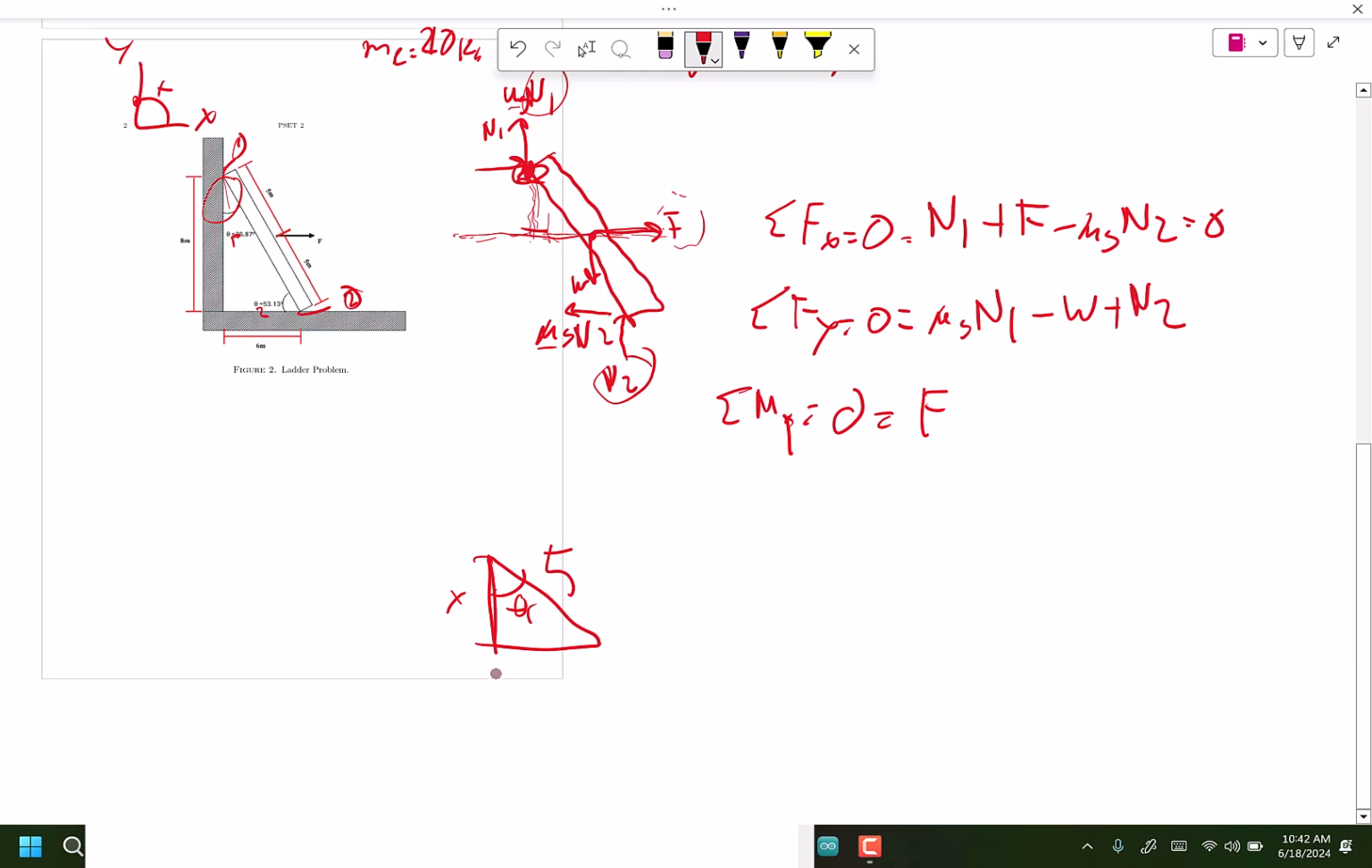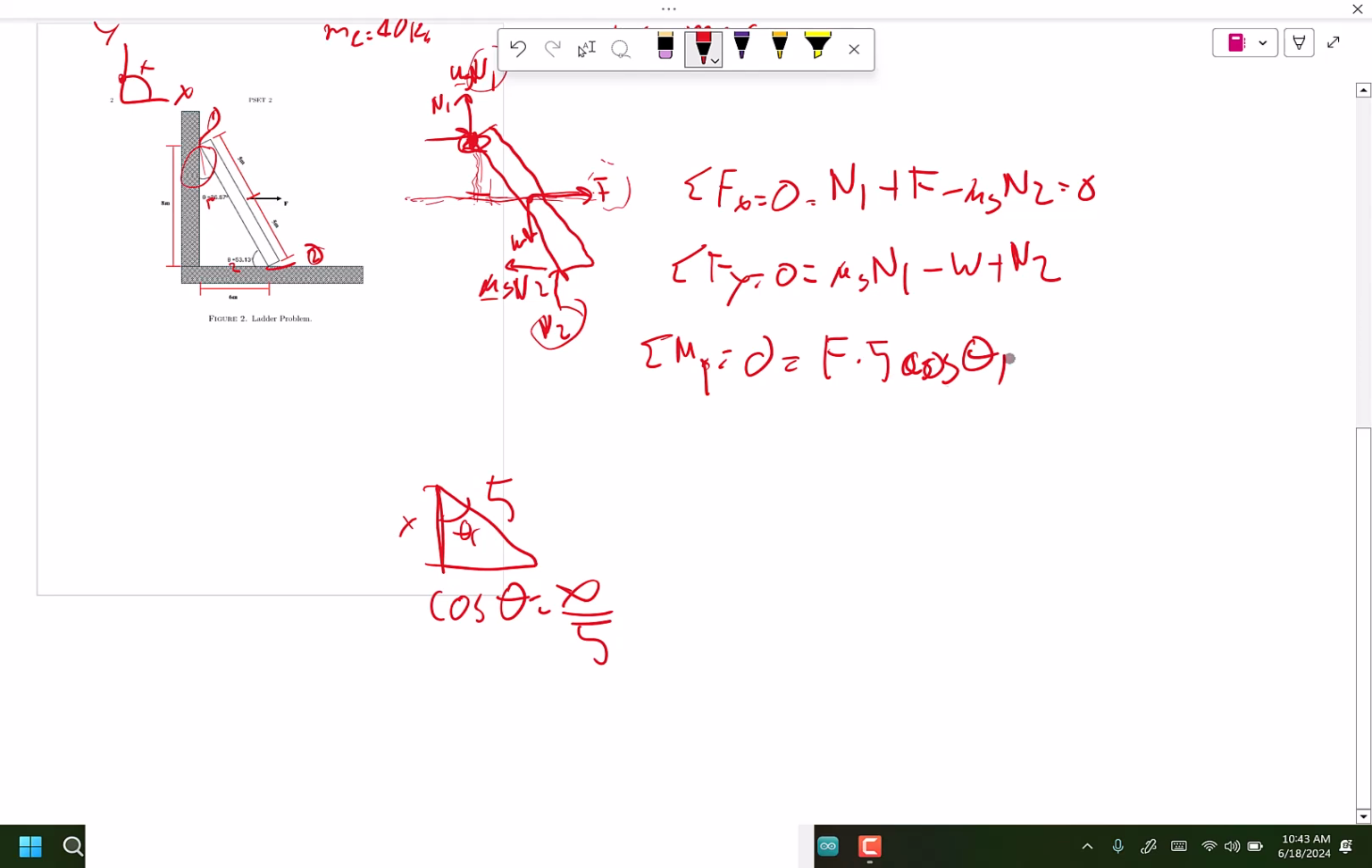So let's go ahead and do cosine of theta equals x over 5. So it's going to be times 5 cosine of theta 1. So that's our first force. That's our distance. We got it. What about this one right here?